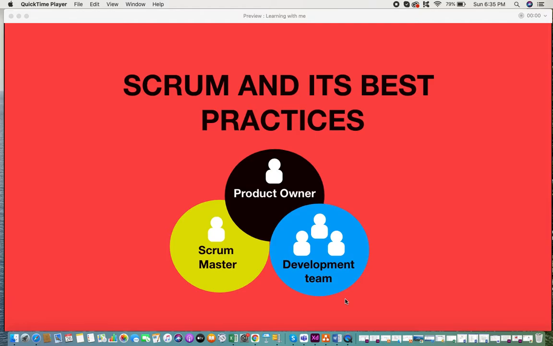So hi everyone, today I would be giving you some information on Scrum and its best practices. So to start off, a gist on what is Scrum.